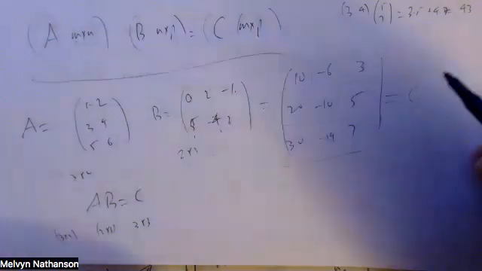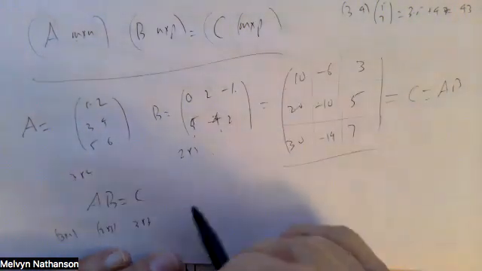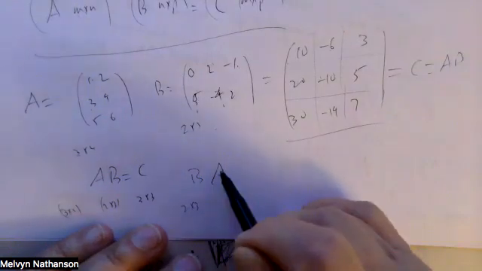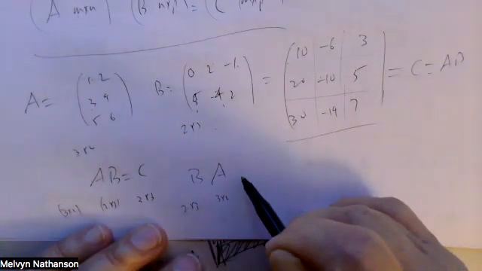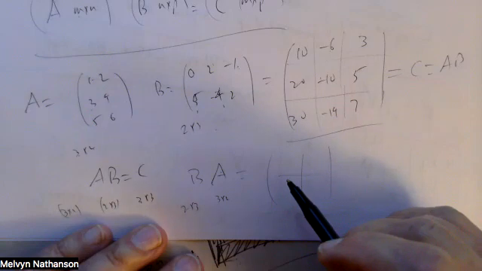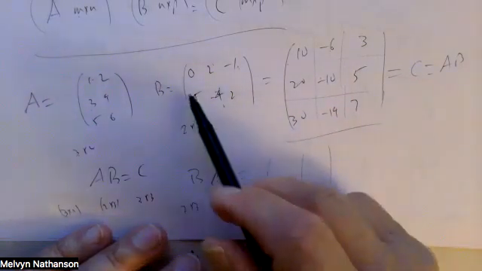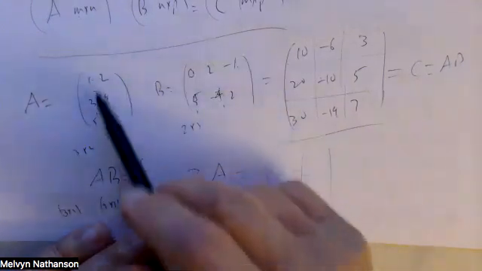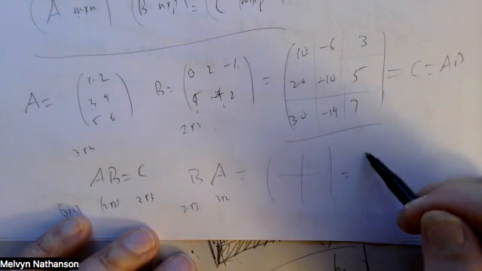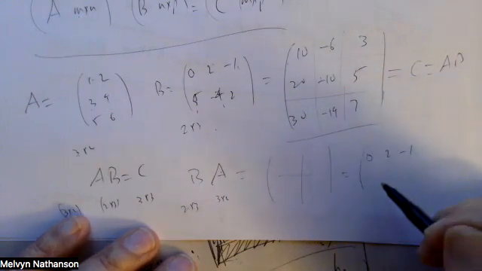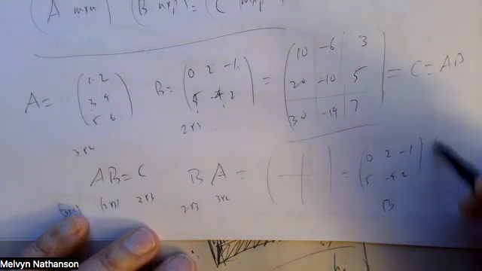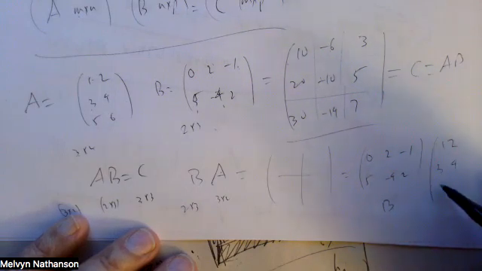Now notice C is equal to AB. What about BA? B is 2 by 3, A is 3 by 2, so the product is going to be 2 by 2. Let me write this down. B times A is 0, 2, minus 1, 5, minus 4, 2, and A is 1, 2, 3, 4, 5, 6.